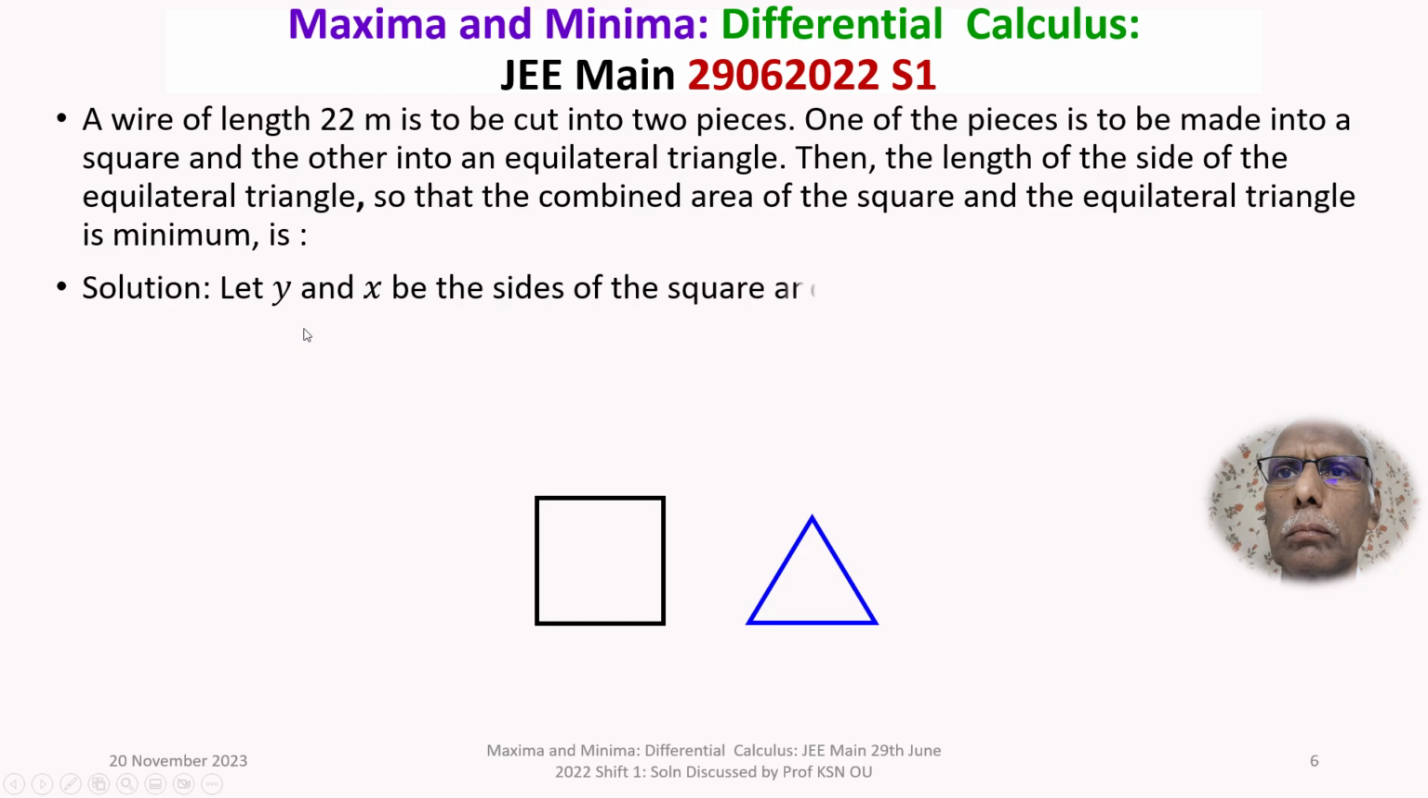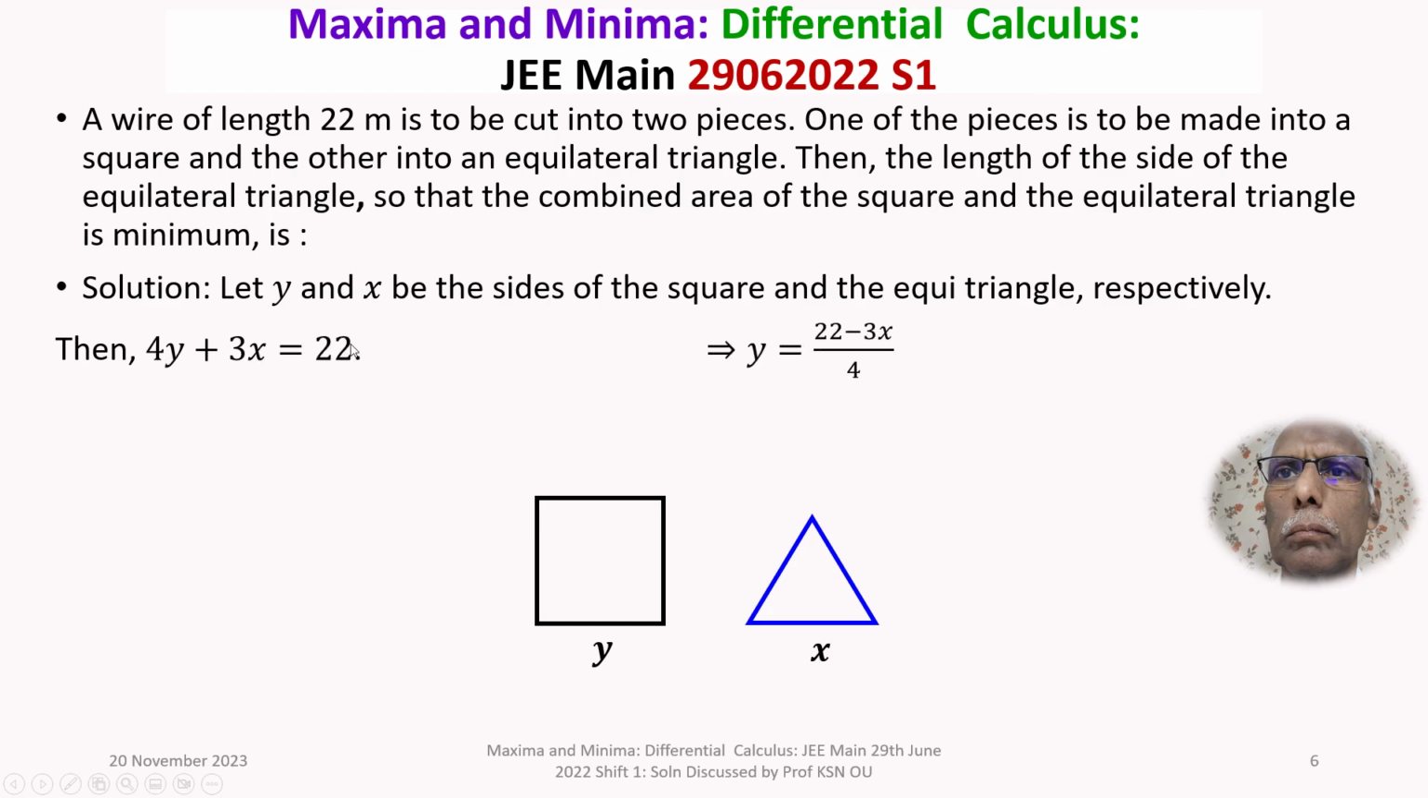Let y be the side of the square and x be the side of the equilateral triangle. Then the perimeter of the square is 4y. The perimeter of the equilateral triangle is 3x. Therefore, 4y plus 3x is equal to 22 meters. This implies y is equal to (22 minus 3x) by 4.